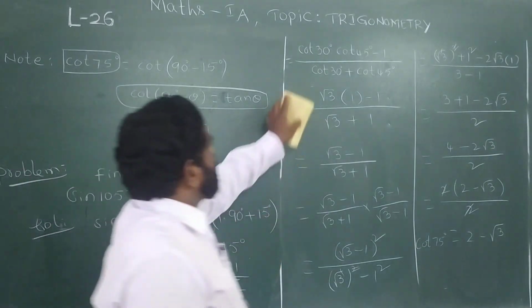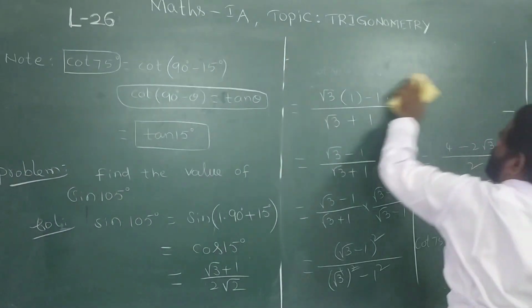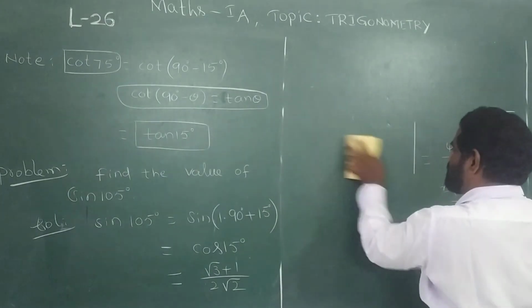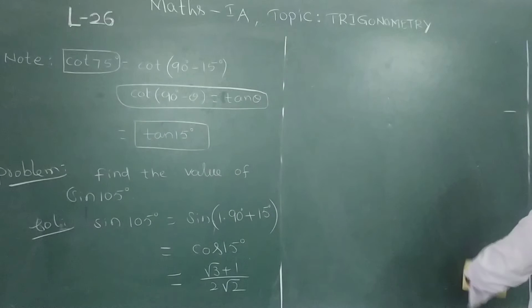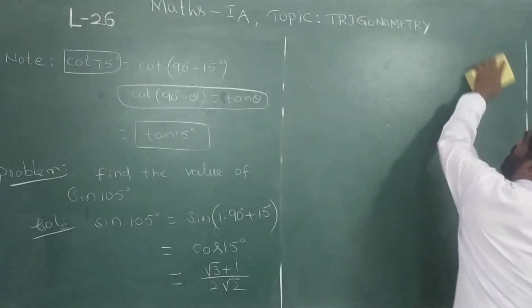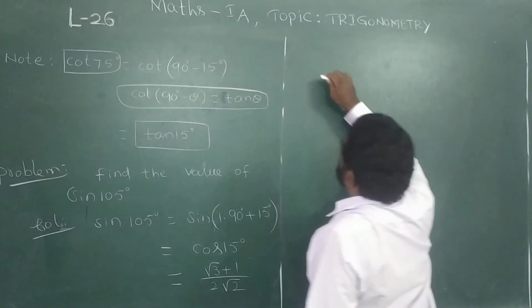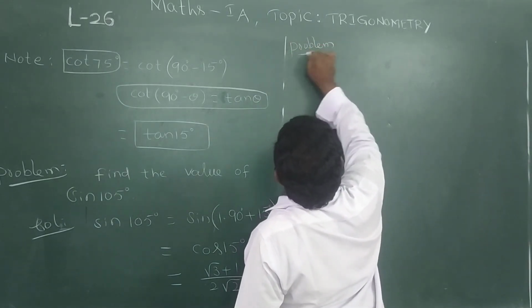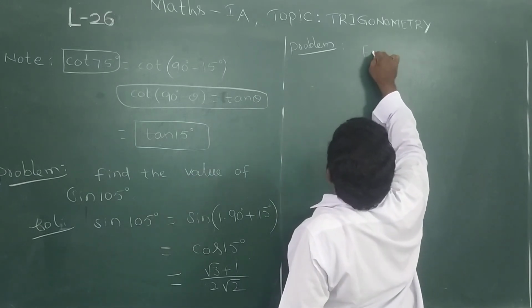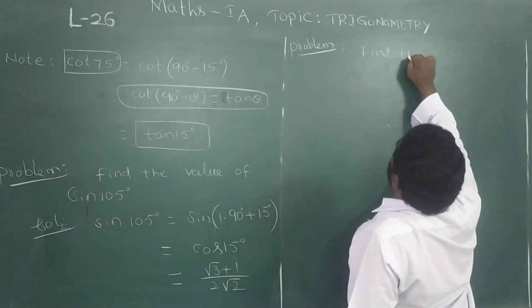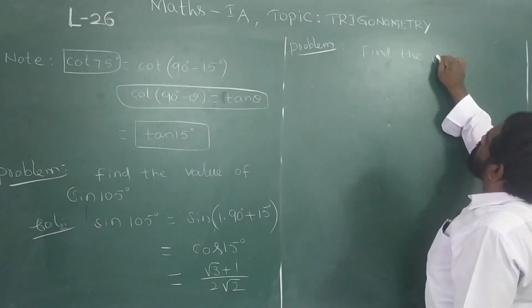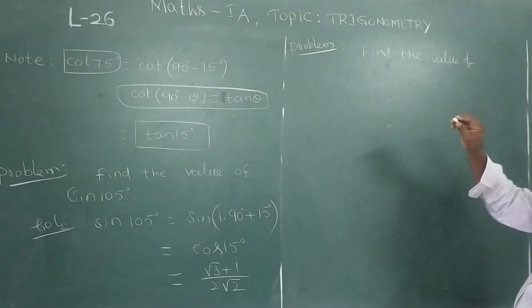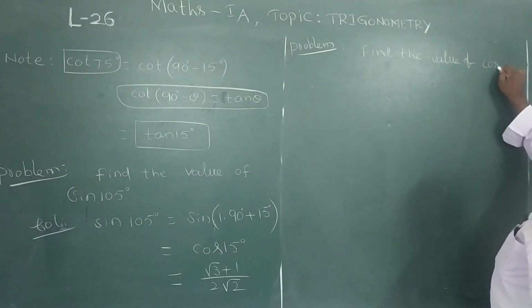Okay. Let us see one more value. The next question is, find the value of cos 105 degrees. Value of cos 105 degrees.